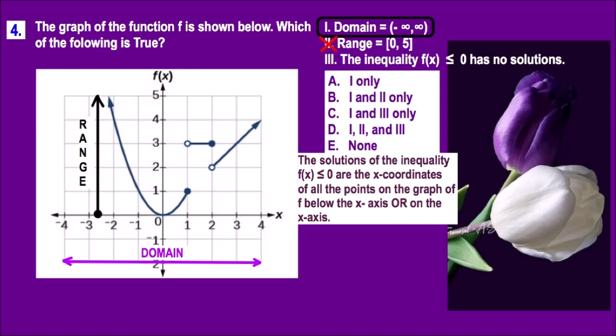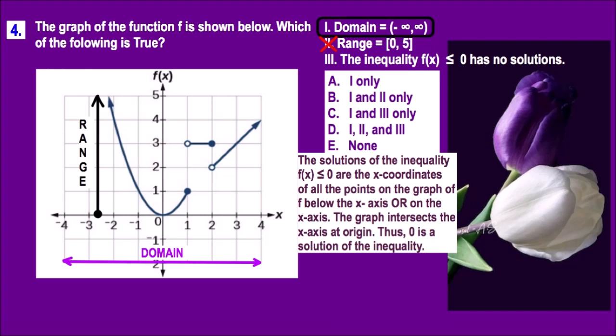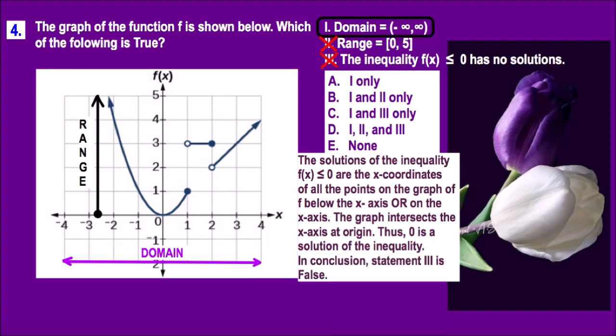Statement 3. The inequality f of x less or equal to 0 has no solutions. The solutions of the inequality f of x less or equal to 0 are the x-coordinates of all the points on the graph of f below the x-axis or on the x-axis. The graph intersects the x-axis at the origin, thus 0 is a solution of the inequality. In conclusion, statement 3 is false, and the correct answer is A, 1 only.